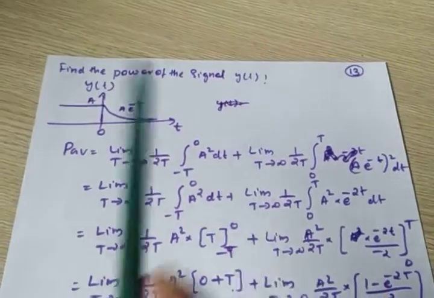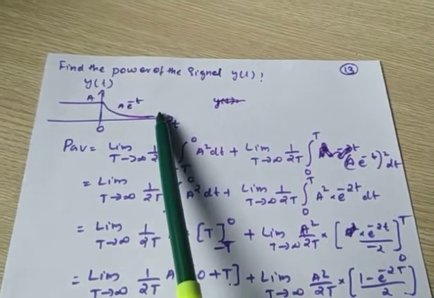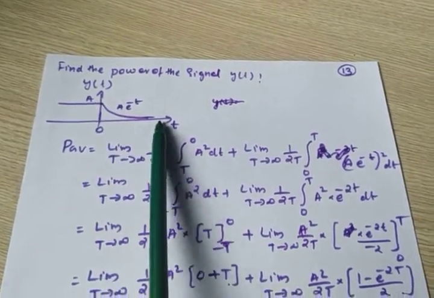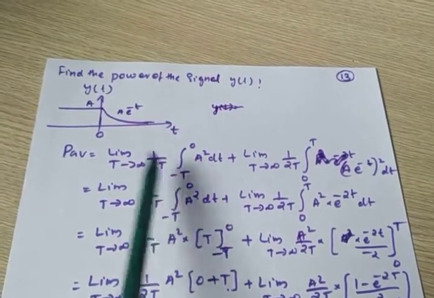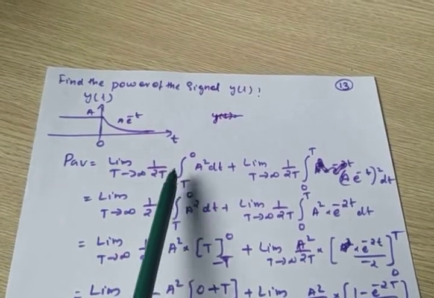How to find the power of a signal? First you write the signal. This is one signal, this is another signal. So you can represent it like this. P average is limit t tends to infinity 1 by 2t, one part is from minus t to 0. That's why I am representing it as minus t to 0.